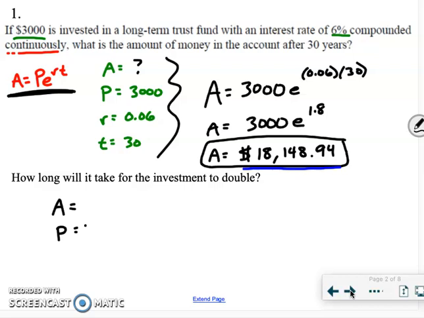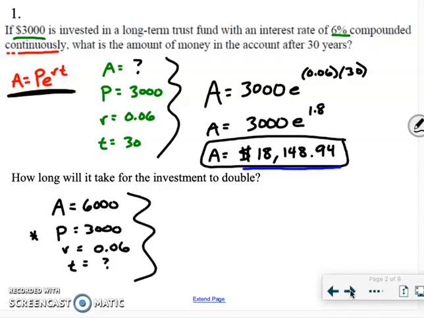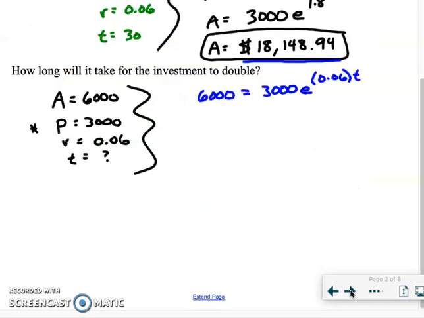Again, we know that the principal is still $3,000. As we said, we know that the rate is still 6%, so 0.06. The difference is that now I don't know time, but if I'm trying to double my investment of $3,000, twice as much would be $6,000. So now, plugging right back into that same formula, we'd say that our amount, $6,000, is equal to the principal of $3,000 times e to the 0.06t. So the shift of this problem is that now we're trying to actually calculate for one of the variables, not A or P or something like that.